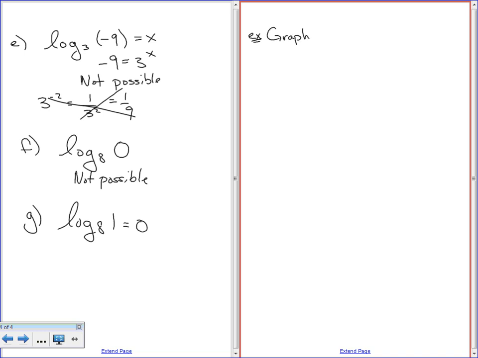So graph the function y is equal to the log of x to the base 2. We're going to graph that guy, and we're also going to graph its inverse.